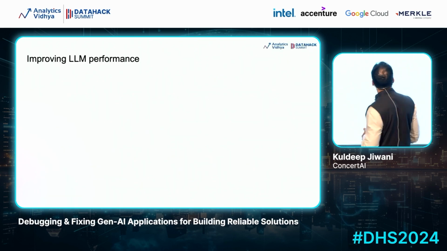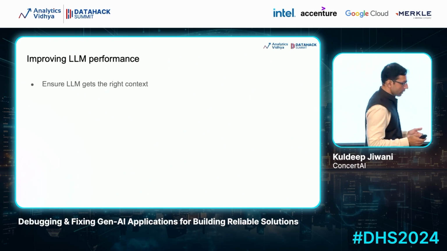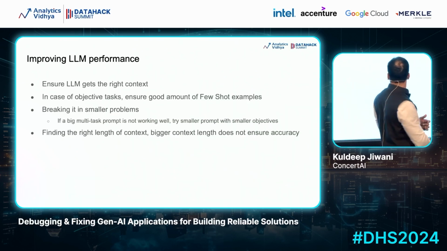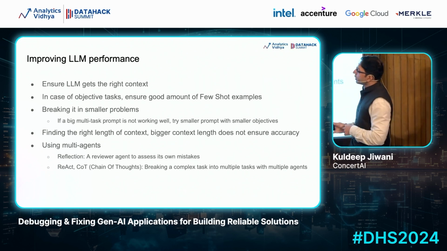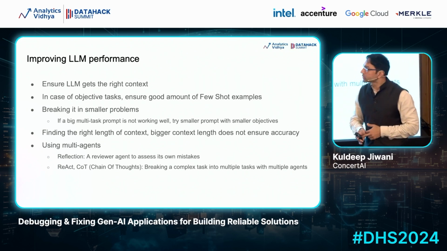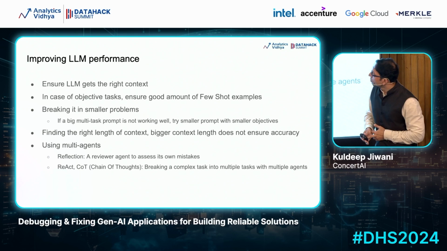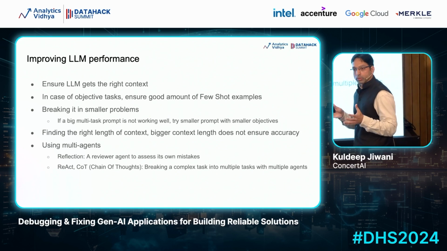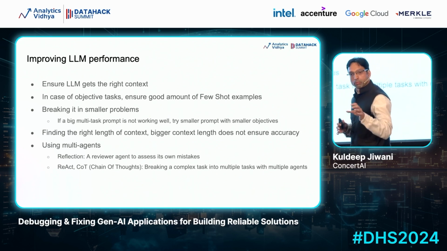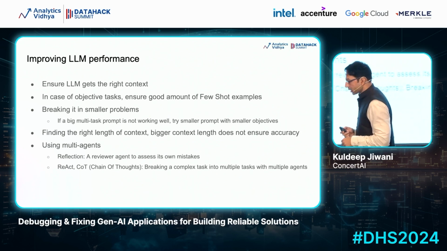And I also like to end with some tips to improve the performance of LLMs. I'll just list them down, and with this I'll wrap up my session. The key part is to ensure we get the right context. That's the first part. And in case of every task, give examples so that it knows what you're looking for. Make the task very clear. And break it into smaller problems: your bigger problem, break into smaller chunks and give it task by task.